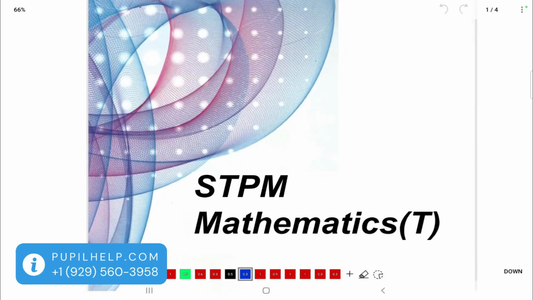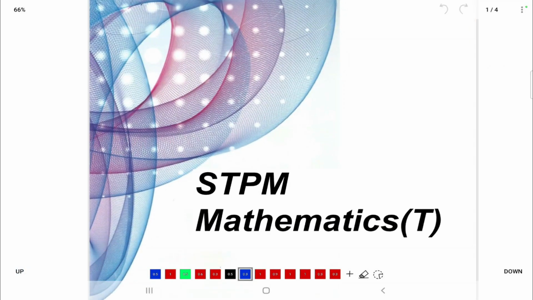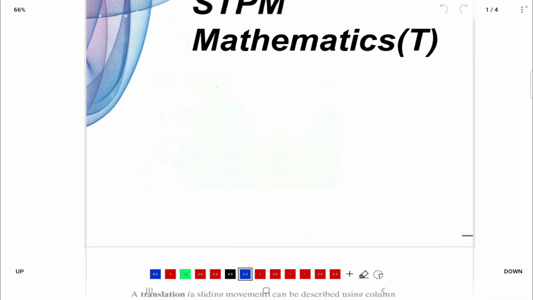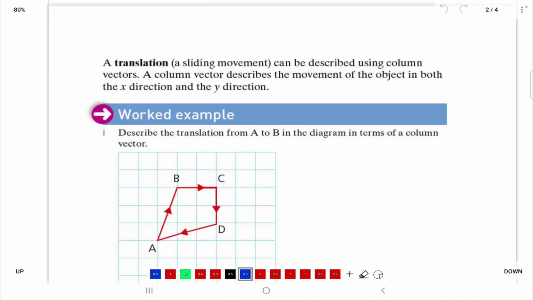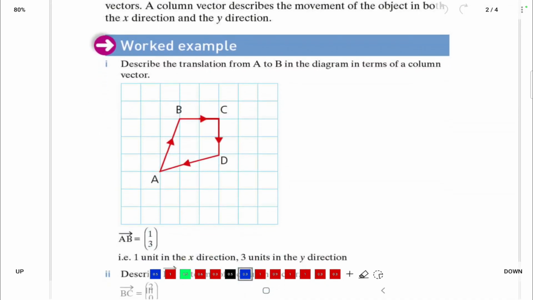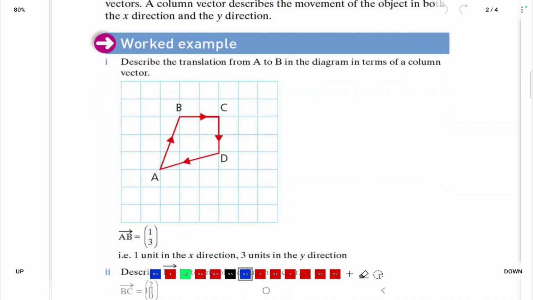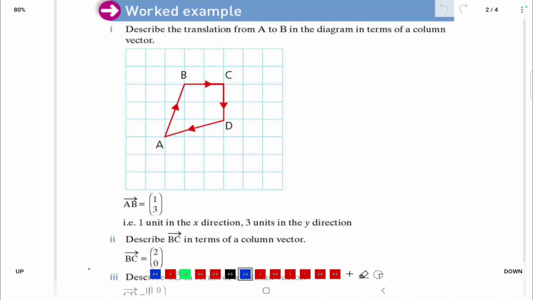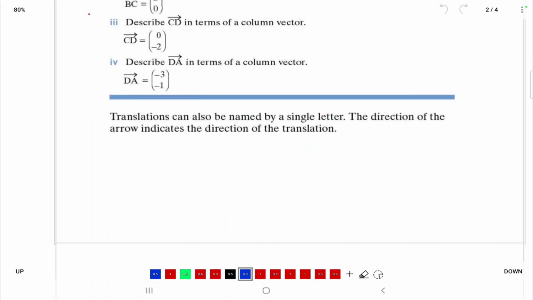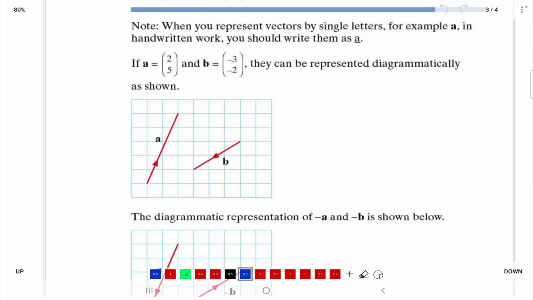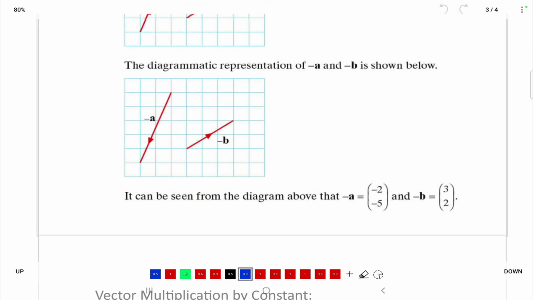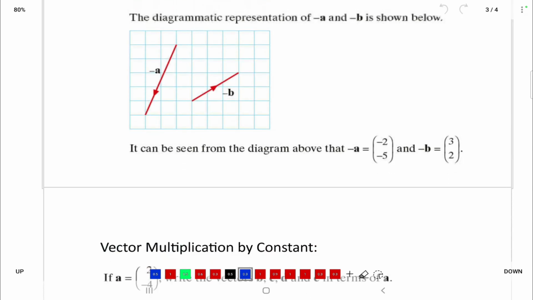Okay, STPM mathematics. So for this one, last week we studied these examples for vector, and we highlighted the most important part of vectors, as you see in these slides. Today, we will carry on to have more examples on this subject.